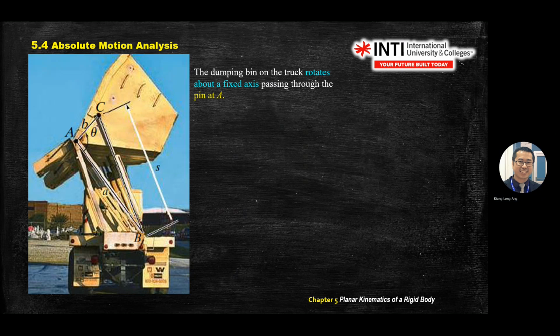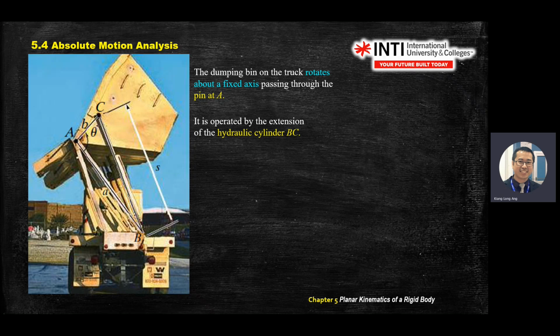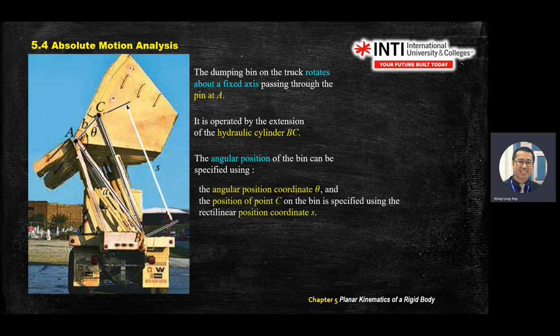Meaning this pin, it will rotate. Right? It will rotate. This bin rotates this way. This whole thing rotates this way. Okay. So during this operation, the hydraulic works. Right, piston BC will extend. BC extends. So BC will push the bin to change angle. This one, originally like that, will change like that, plus this one pushing. So your S is changing. Right? So the angular position of the bin can be specified, using theta and so on.